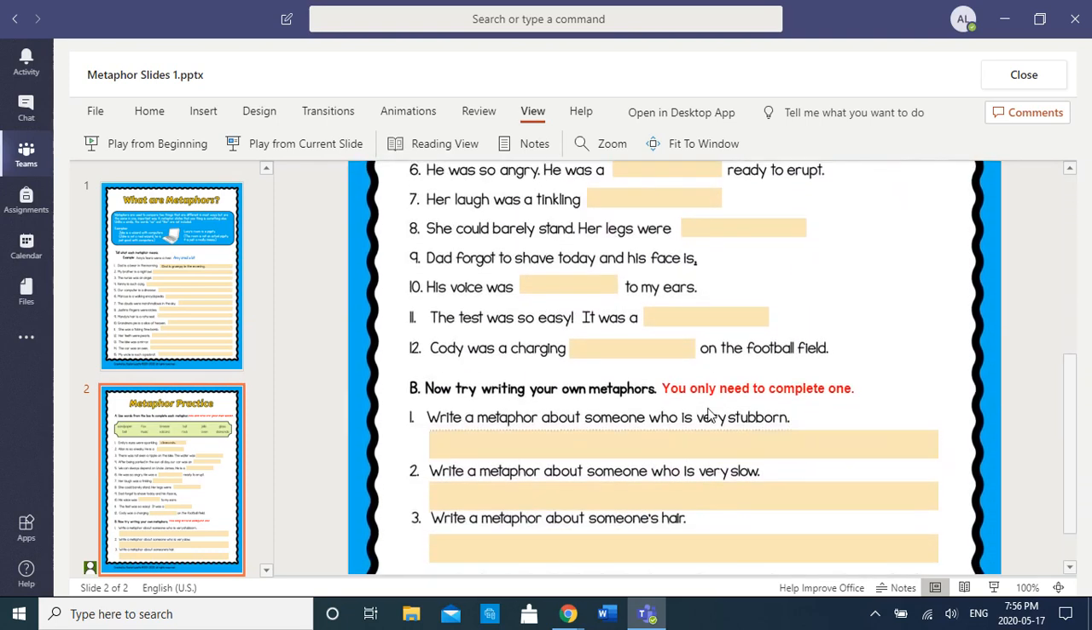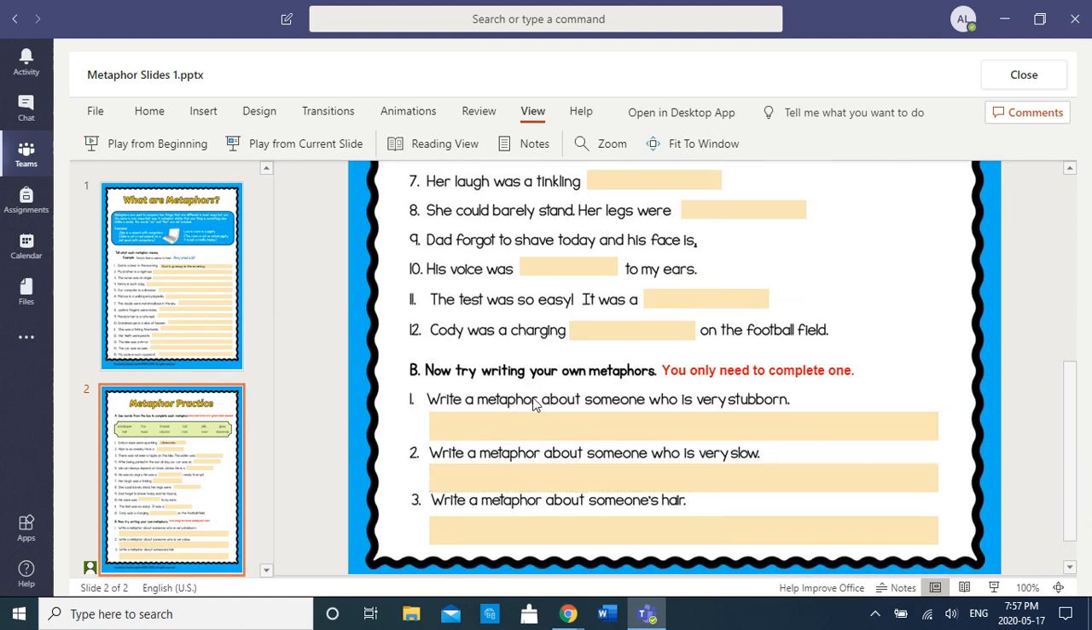And then at the bottom, now I finally get the chance to write my own complete metaphor. I only need to complete one of these options, but you could complete all of them if you wanted to. So for example, let's say I wanted to write a metaphor about someone who is very slow. I could say, "Susan is a turtle." And this is a metaphor because it does not use the words "like" or "as." It directly compares Susan to a turtle. And by this, I'm implying that she's very slow.